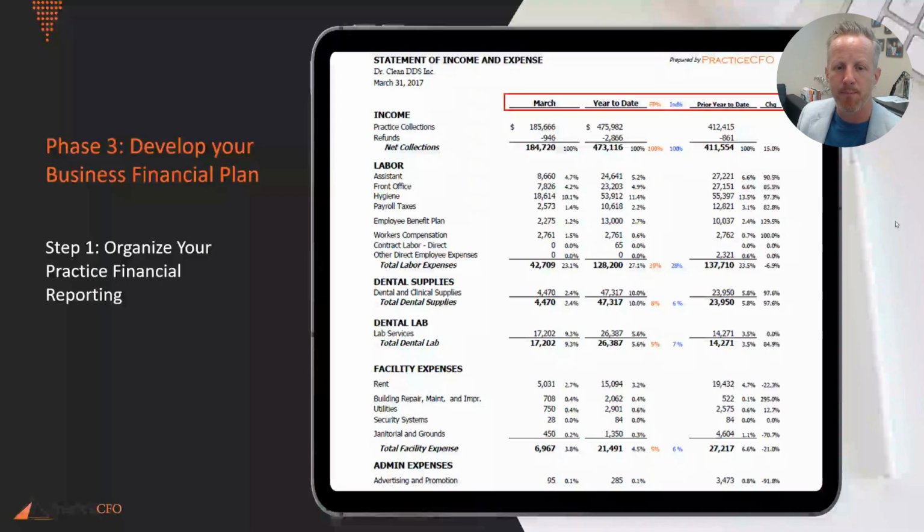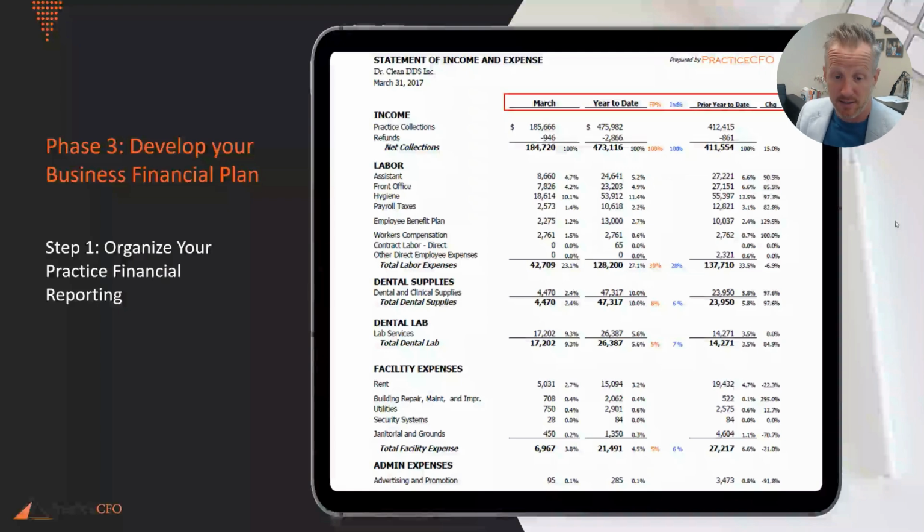Then I break up my overhead into the following categories: labor, supplies, lab, facility, and admin expenses. Now that's 5 categories of expenses. Since when I did this, I've now added a new category for marketing. I actually call marketing out separately where it used to be baked into admin expenses. So there's really 6 categories: labor, supplies, lab, facility, marketing, and admin.